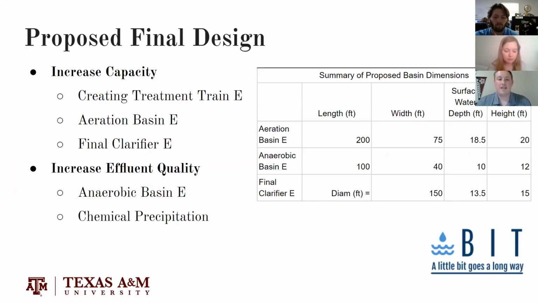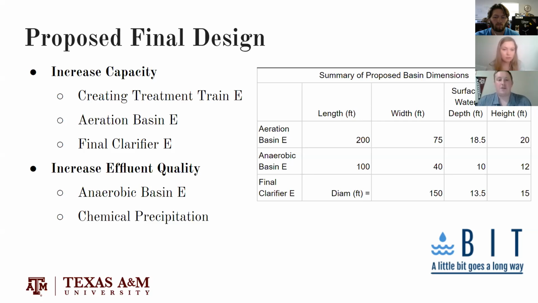For our final design, as seen in the decision matrix, we determined that the best solution for increasing the plant capacity would be to go with an extended aeration basin without primary clarification. The aeration basin that we ended up designing has a length of 200 feet, a width of 75 feet, and a nominal surface water depth of 18.5 feet.